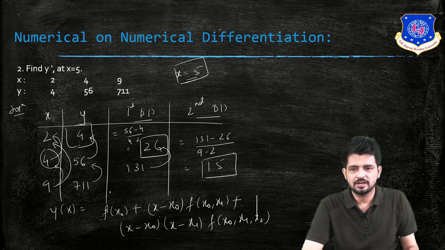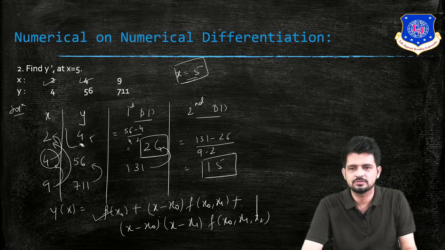See, what is our f of x0? Our f of x0 is 4. So instead of f of x0, I can write 4. Then x, what is x? X is 5. This is our x0, x1. Okay, then 26 and 15. So let us place all of these values.